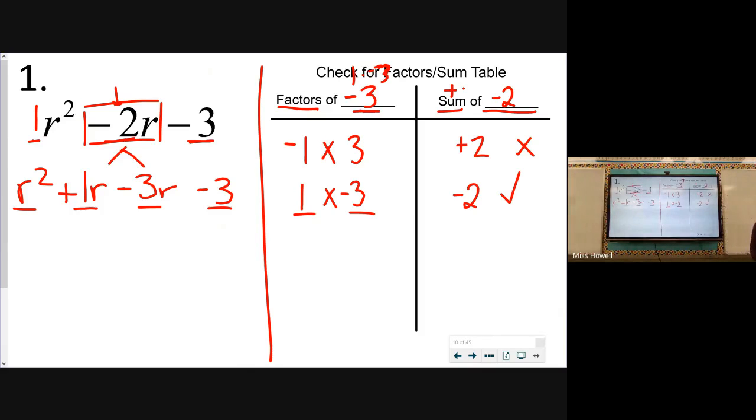So number 1, here are your reminders. You take your leading coefficient and your constant term. You multiply those 2 things.